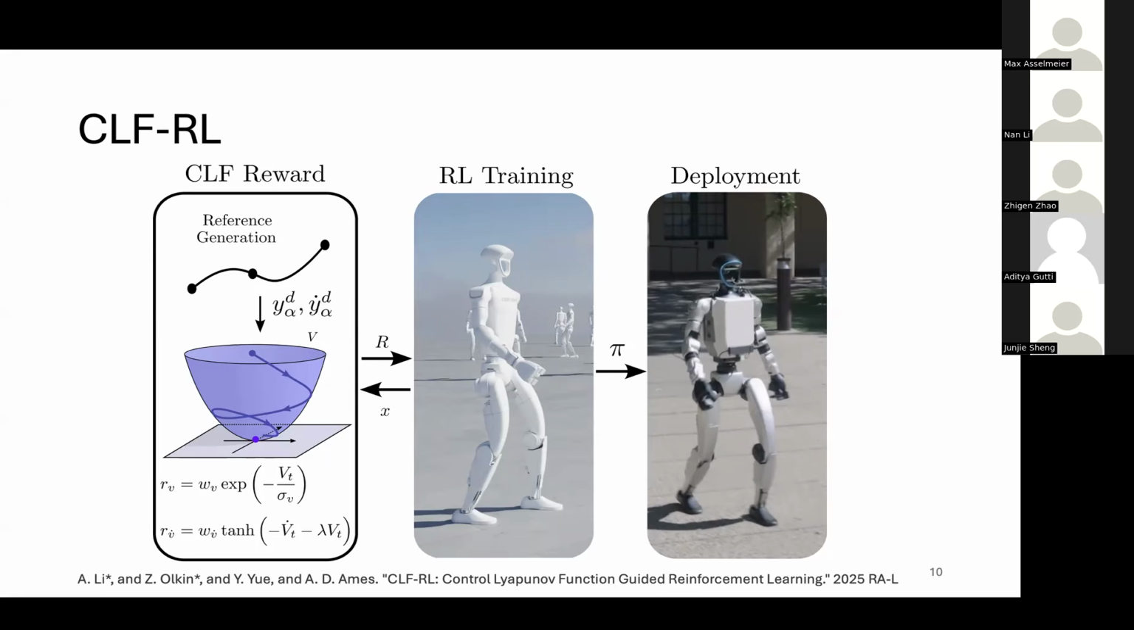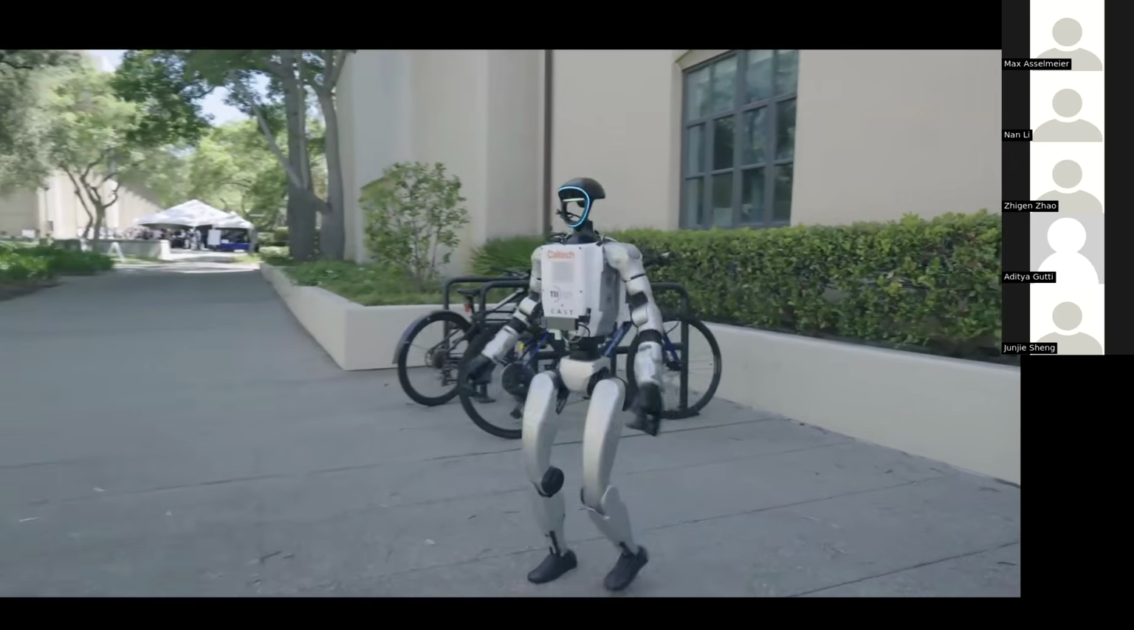It's really just a reward shaping method. This goes into the reinforcement learning training, where we train in Isaac Lab with domain randomization and all of that. And then we zero shot deploy to hardware. When we deploy to hardware, there's no CLFs at the end of the day. It's just a policy. And the reference motion isn't even in the observation, which makes it really easy to deploy and really, really lightweight.